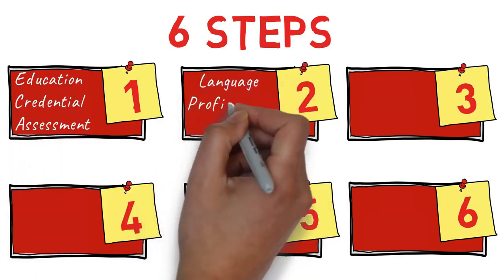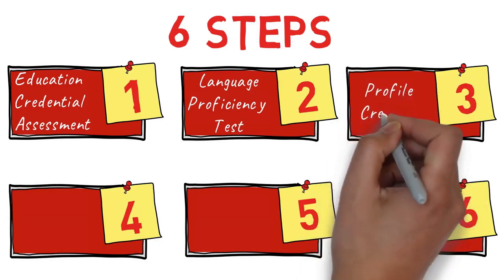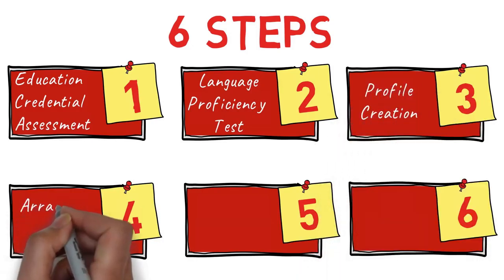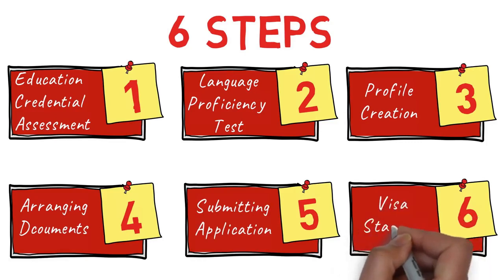The second step, language proficiency test. The third one is creating the Express Entry profile. The fourth one is arranging the documents. The fifth one is submitting the application, and the last one is visa stamping.